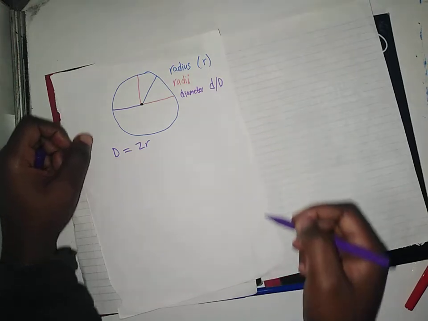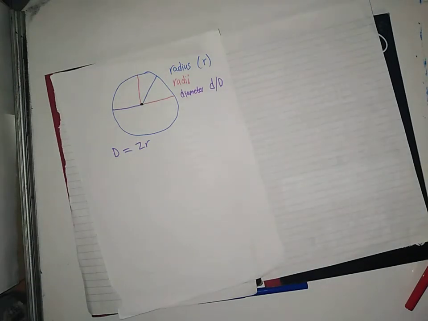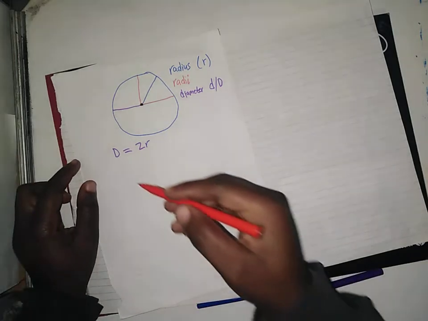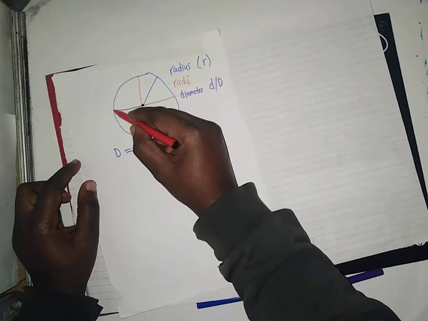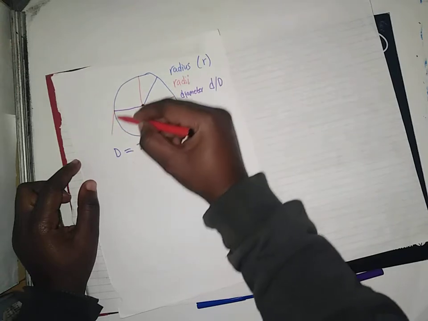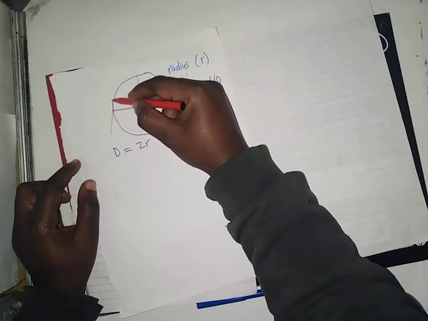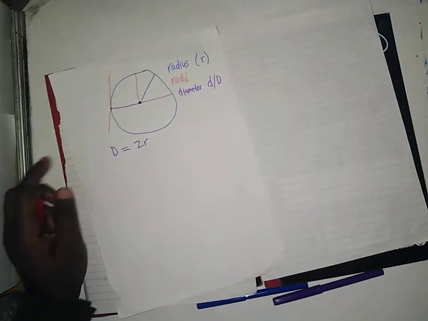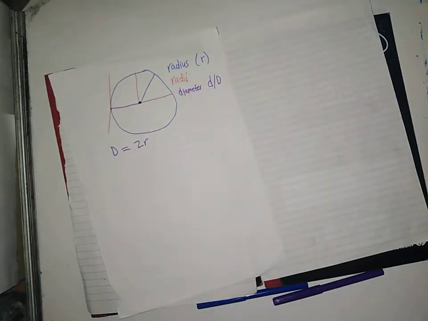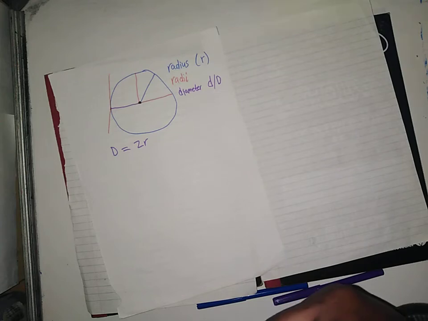Now, I want to introduce you to something else, something we call a tangent. Now, what is a tangent? When we refer to a tangent, we are referring to a line that touches the circle at exactly one point and only one point. Please don't take note of my terrible handwriting. This should be a straight line. Okay, so this is a tangent.